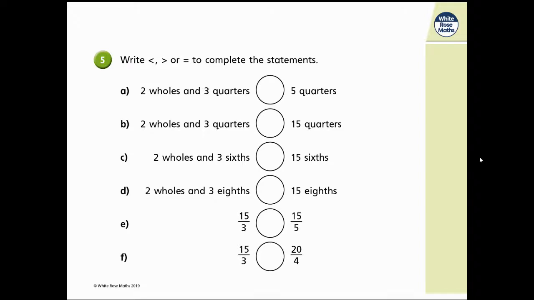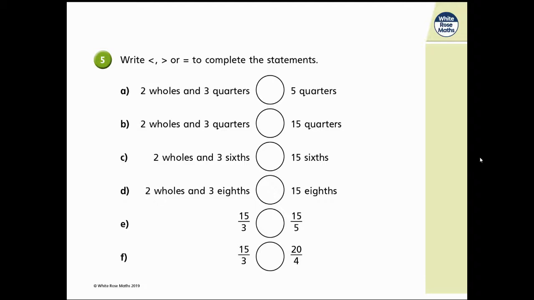We're looking at sixths. So we've got 2 wholes and 3 sixths equals 15 sixths. So we know that if we're working with sixths, in each whole there will be 6 sixths. So in 2 wholes it'll be 2 lots of 6, so it'll be 12. 12 sixths in 2 wholes. So 12 and 3 sixths. 12 sixths and 3 sixths equals 15 sixths. So 15 sixths is equal to 15 sixths.